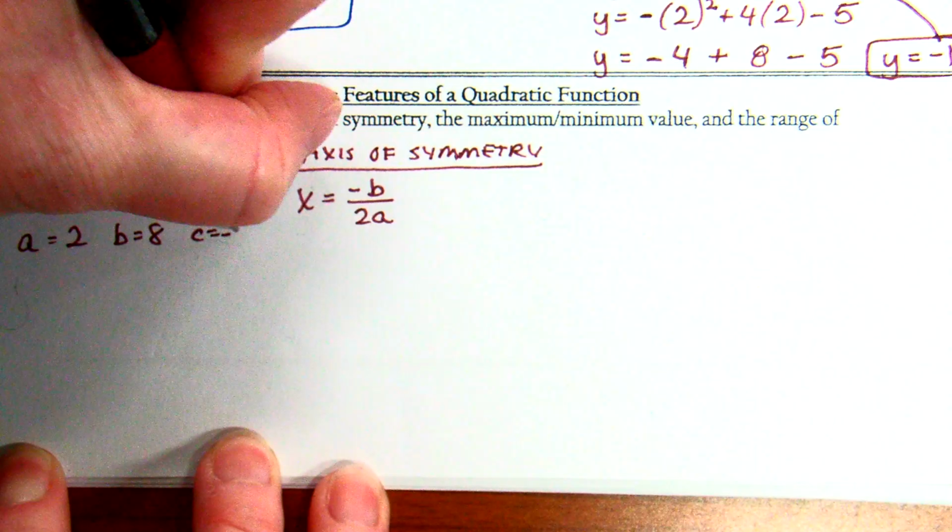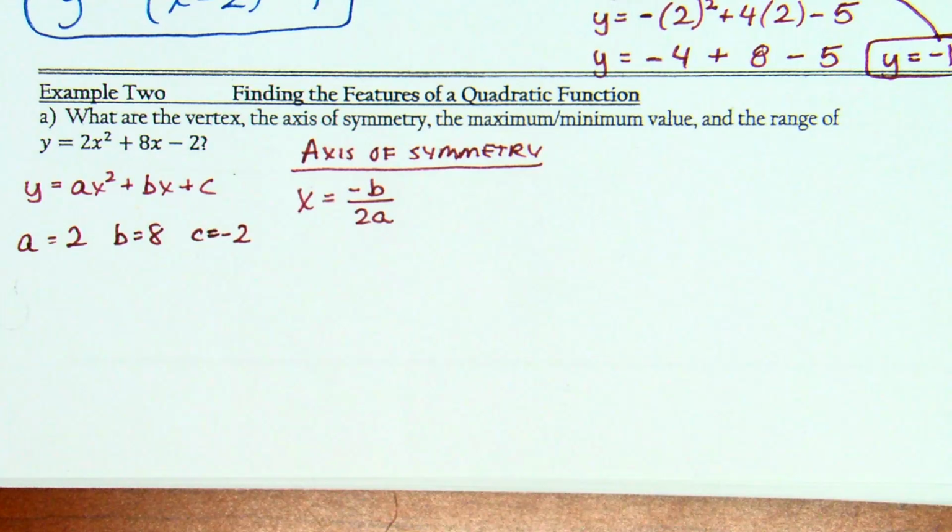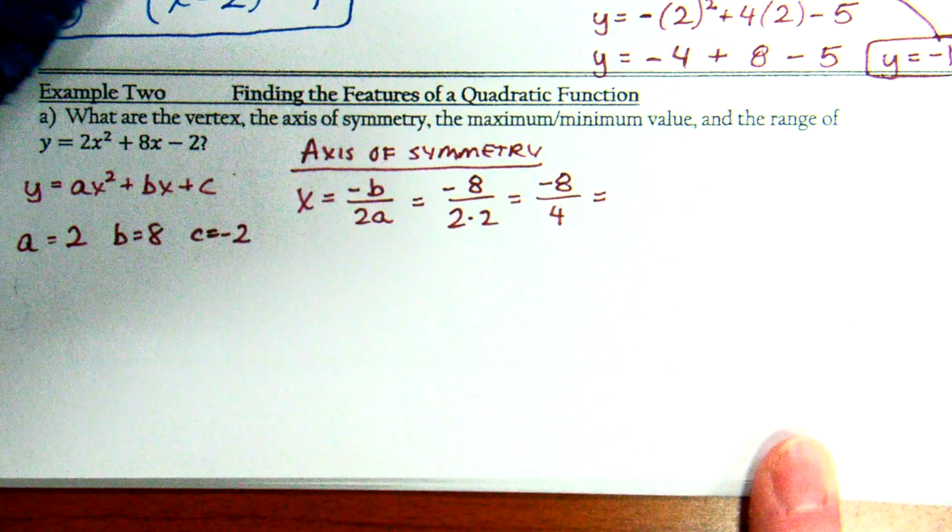Okay, negative b over 2a. What do we have here? Negative 8 over 2 times 2. So that's negative 8 over 4. And negative 8 over 4 becomes negative 2. So what do we know here? X equals negative 2. We have found our axis of symmetry, our H.